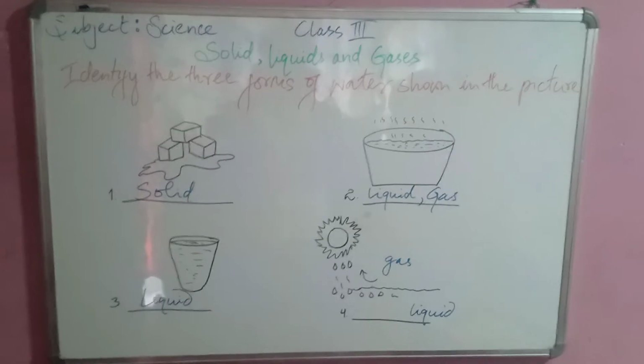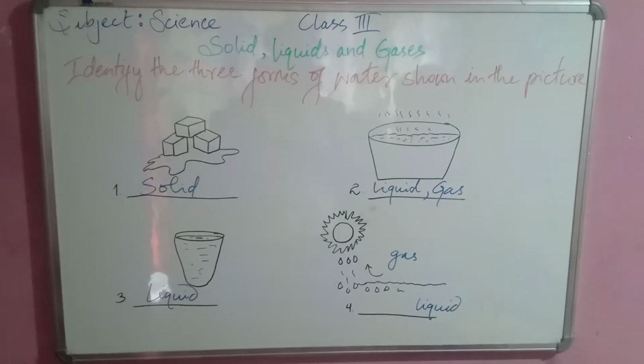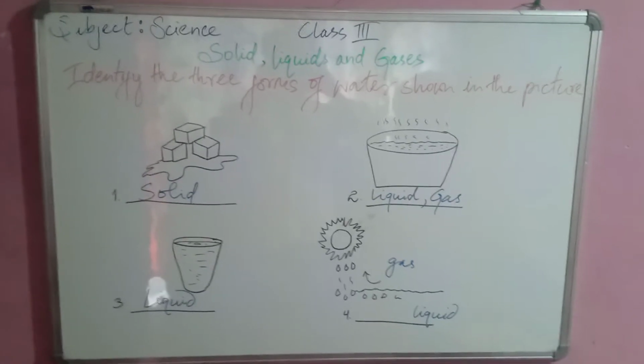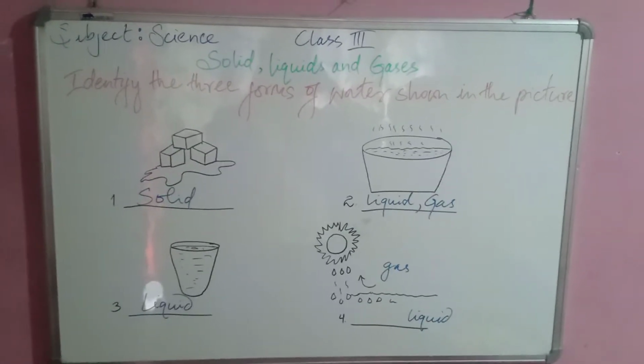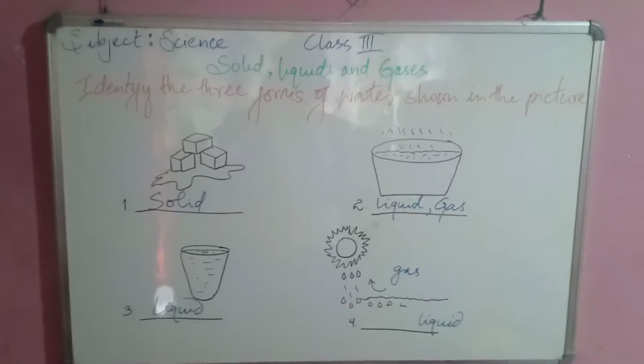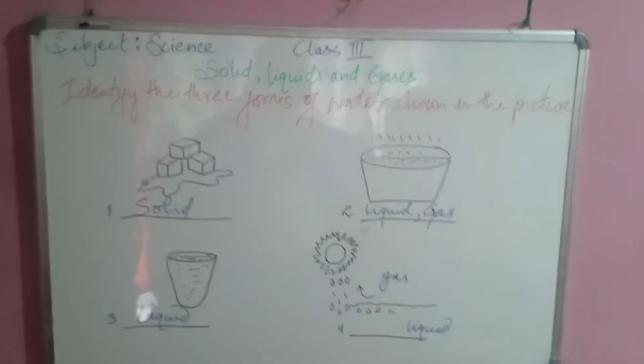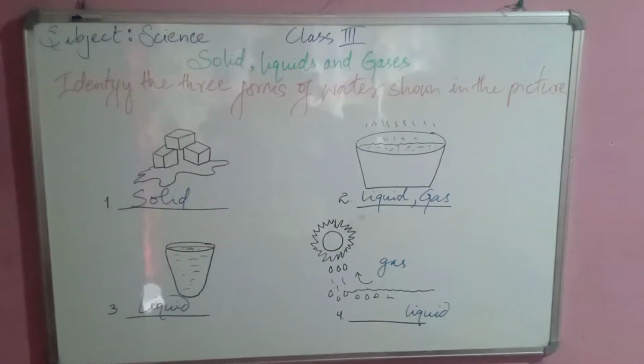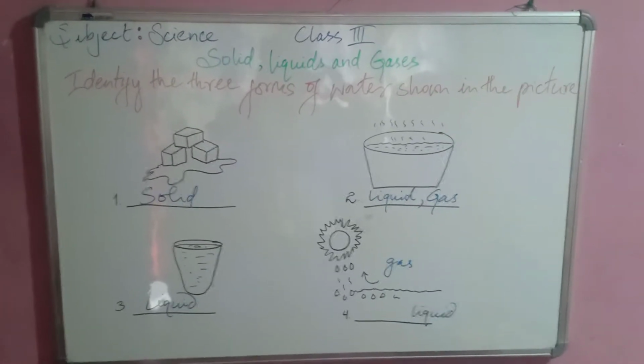Why? Because due to the heat of the sun, the ocean starts evaporating, and the water is converted to vapor. So we have to write these names.